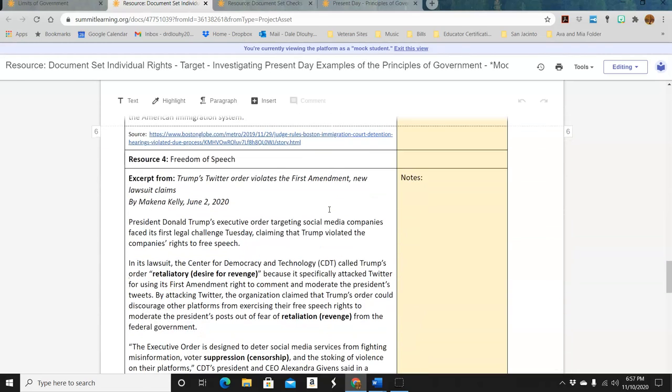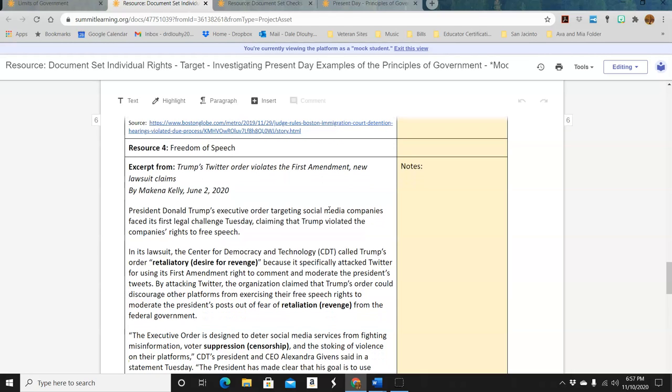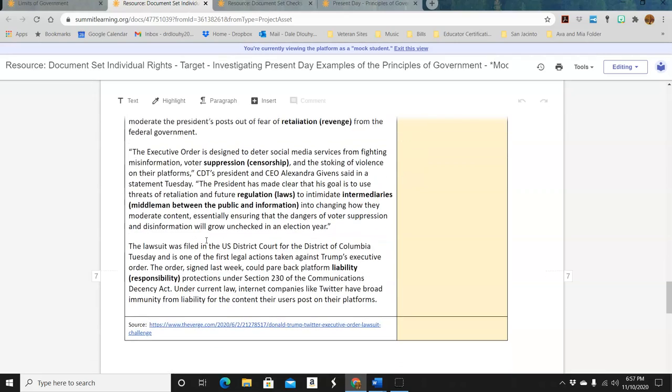Okay, if we go to our fourth resource for freedom of speech, it says Donald Trump's executive order targeting social media companies faced its first legal challenge Tuesday, claiming that Trump violated the company's right to free speech. Okay, great article to use.